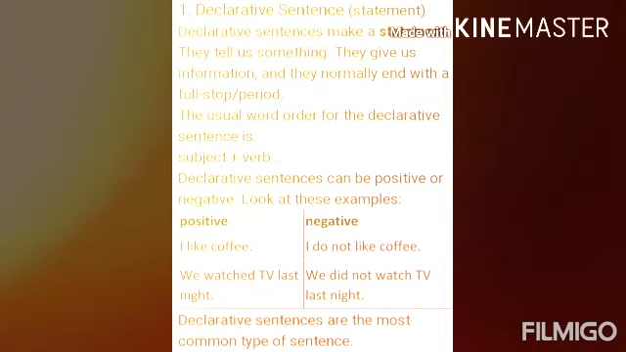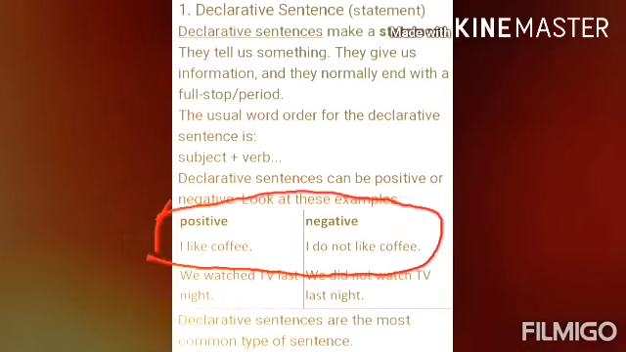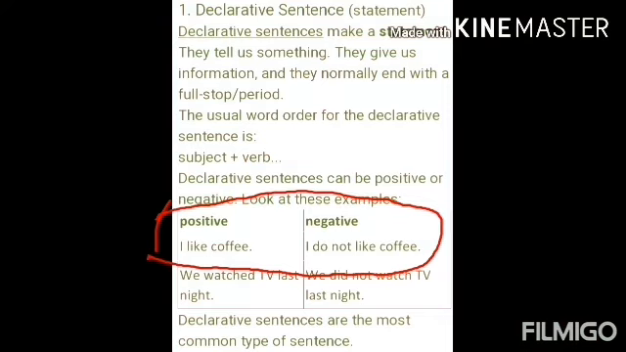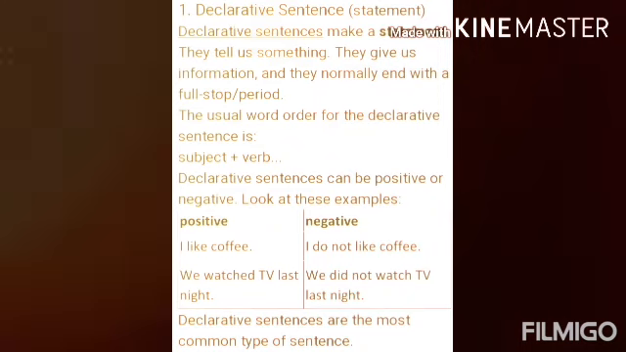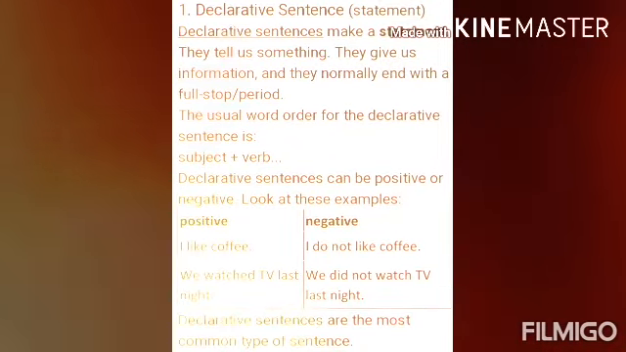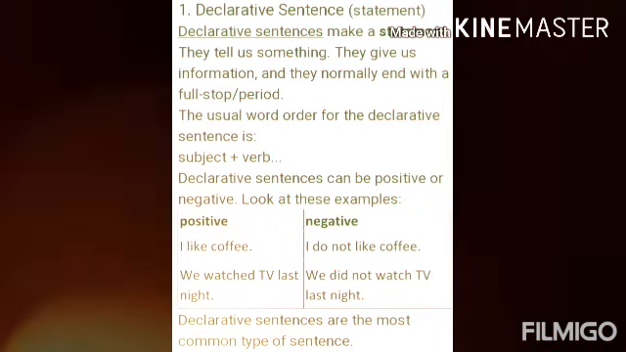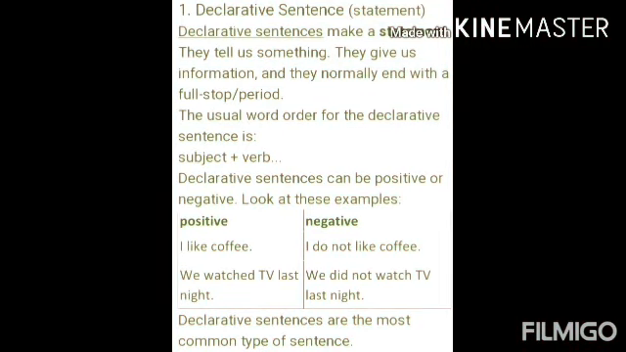We can say a positive sentence is affirmative. So look at the examples. I like coffee. I don't like coffee. We watched TV last night. We didn't watch TV last night. So here you are getting that something is said.